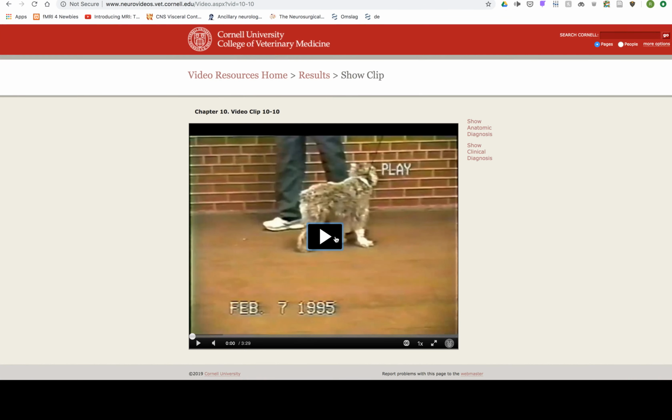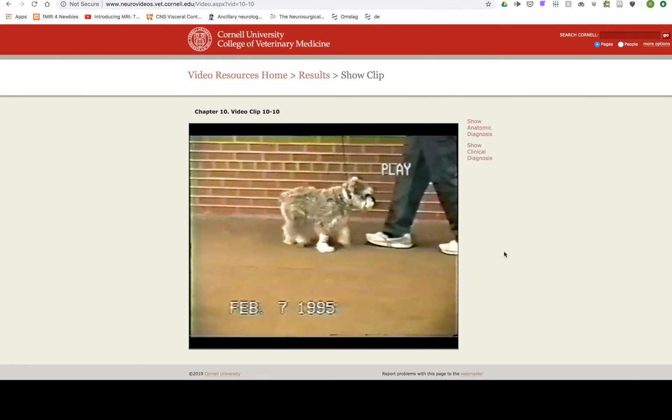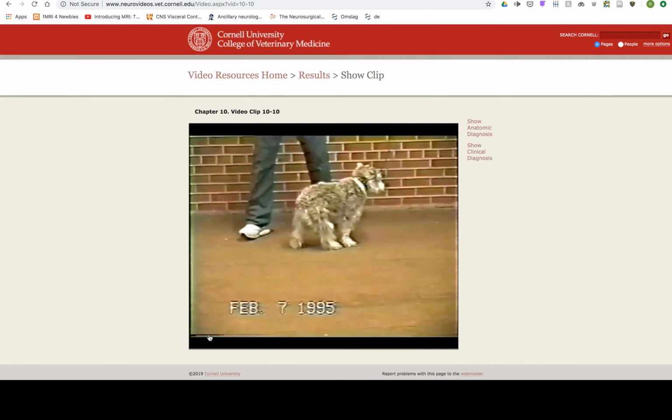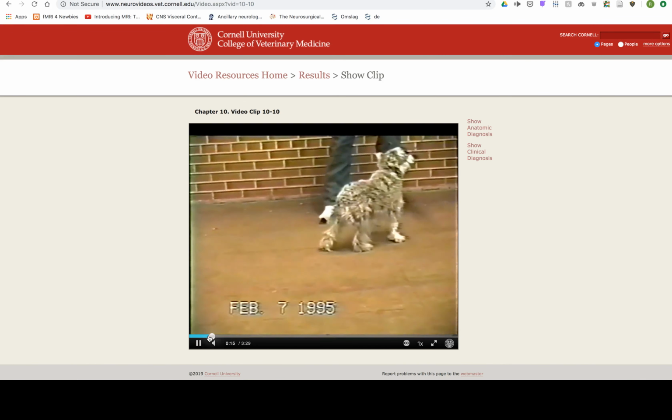Video 10-10 shows Dude, a 3-year-old male miniature Schnauzer that had been outdoors unconfined during the night and was found in the morning unable to use his left pelvic limb. From your study of this video you should make the anatomic diagnosis of a focal spinal cord lesion on the left side between the T3 and L3 spinal cord segments.